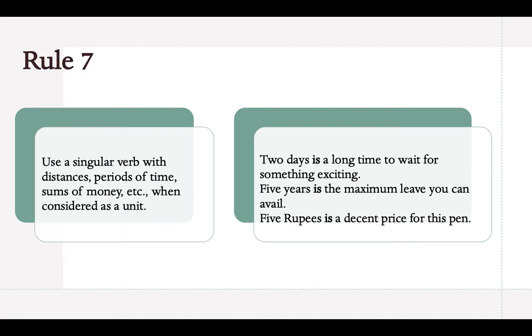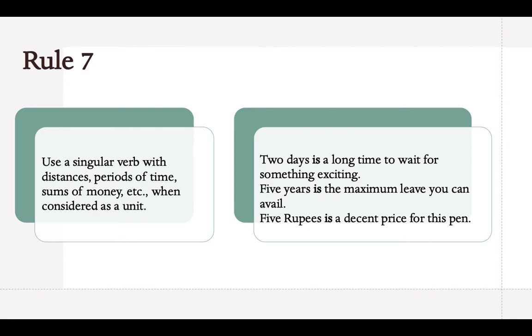Now look at this situation. When you have periods of time, periods, distance and things like that indicated as part of the subject, a noun phrase, it's something like this: 2 days is a long time to wait for something exciting. We are using the phrase 2 days. Now, that is being considered here as a single unit. 2 days is a long time to wait for something exciting.